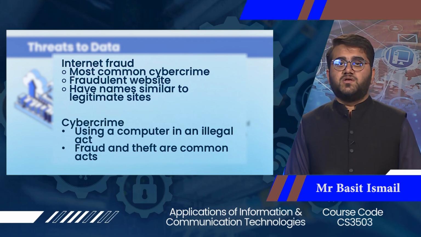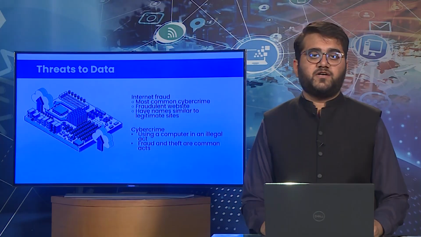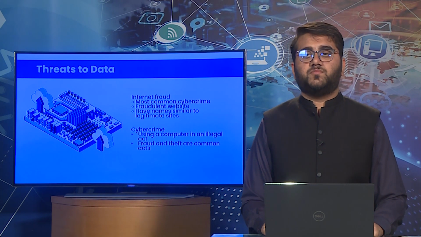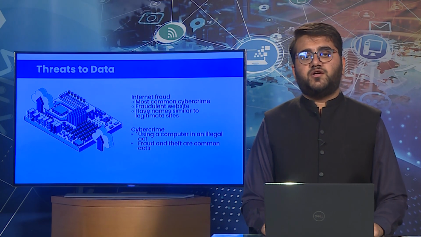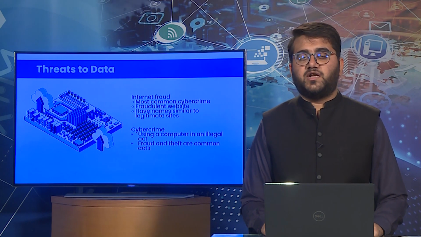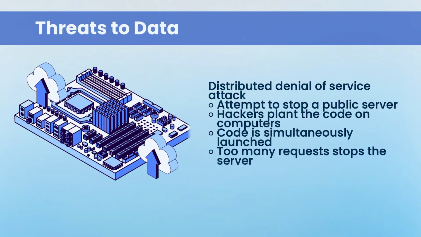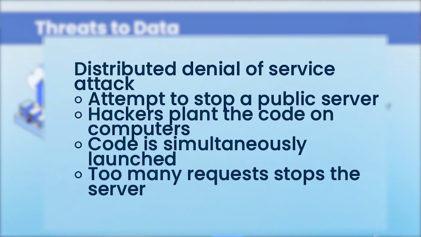There are other types of cybercrime. Identity theft is also related to cybercrime. For example, a person might hijack your email and use it for sending malicious information, or for communicating with another actor. The next type of threat to data is distributed denial of service. It is more related to the usage of websites when a person browses the internet.